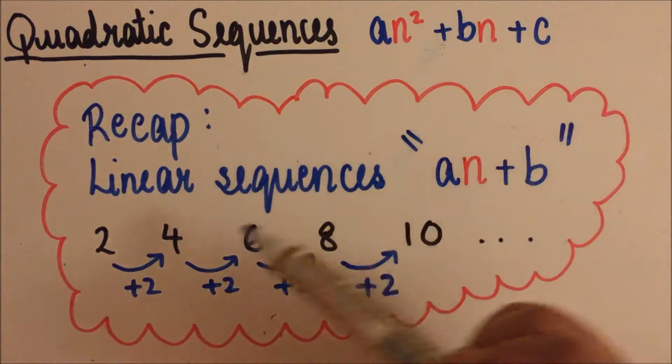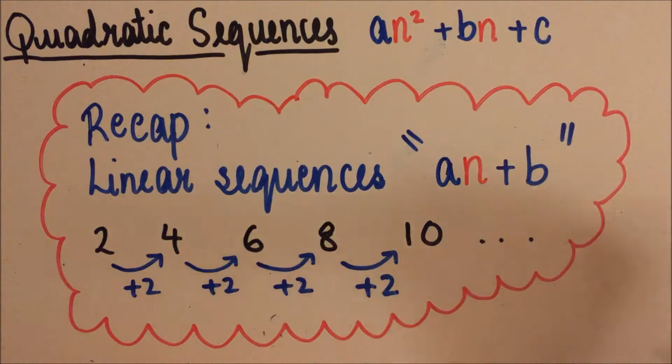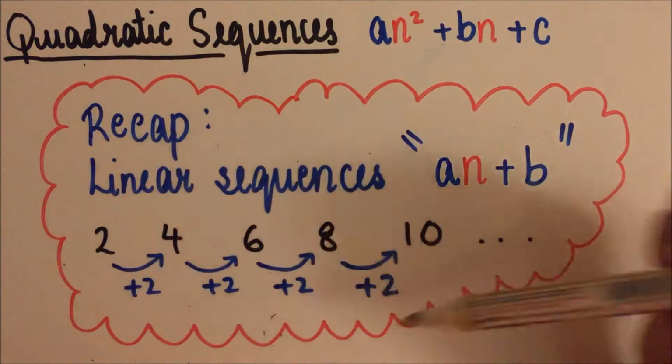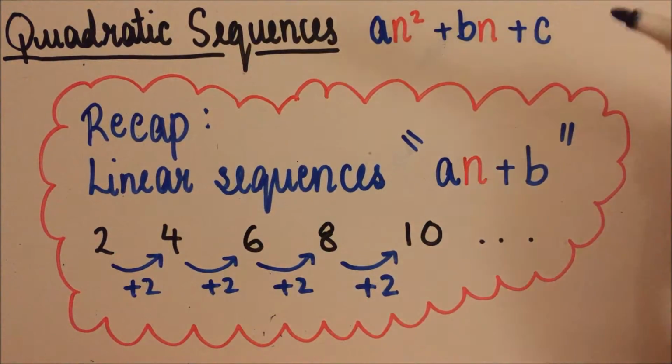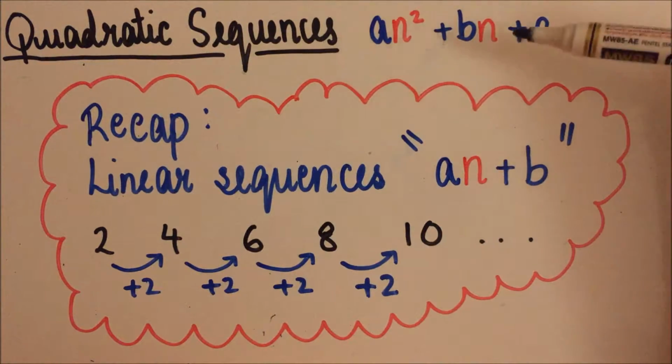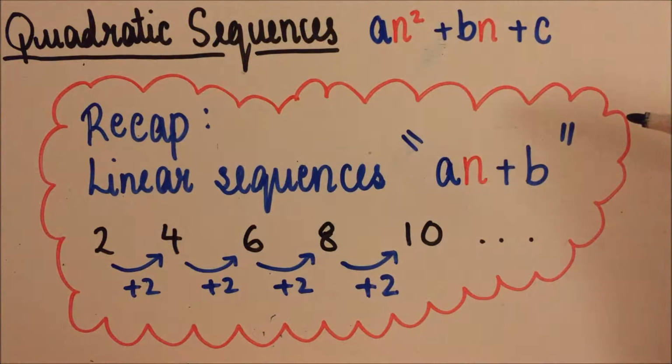So if you're not really sure how to do linear sequences, I highly recommend that you watch part 1 of the sequences so you can get the linear sequences sorted and then move on to the quadratic, because quadratic are obviously harder and they're higher level. If you're not sure how to do linear, you're not going to be able to do quadratic. So it's really important that you watch linear sequences and then move on to quadratic.